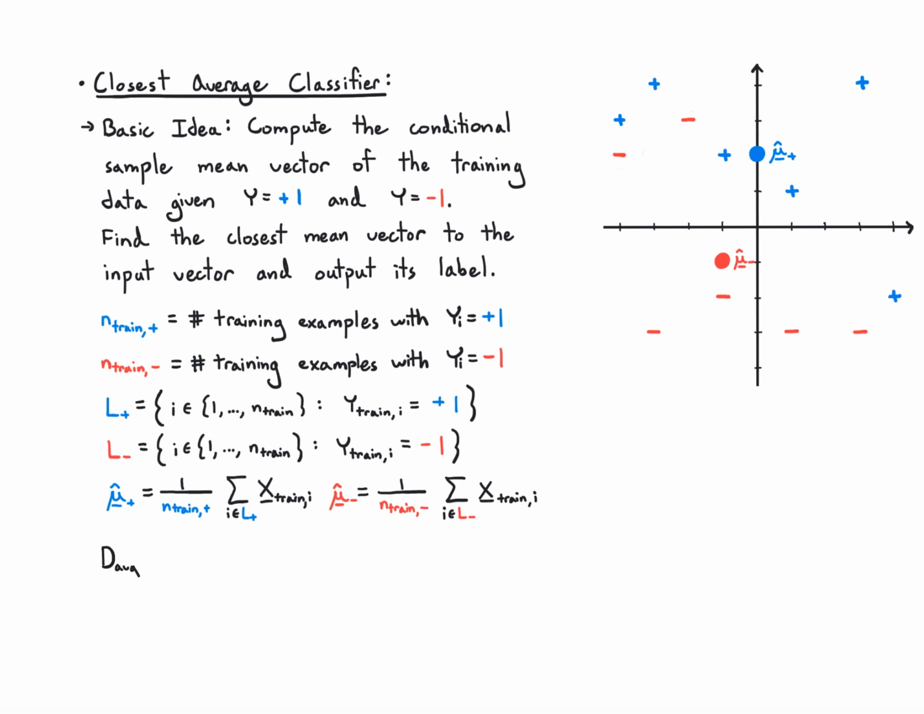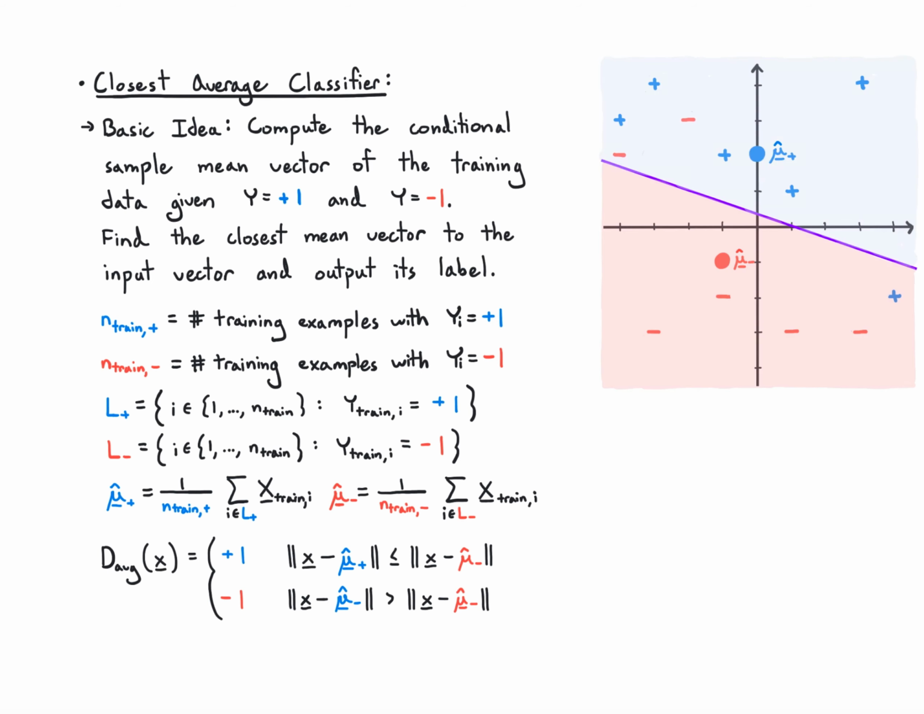So then the closest average classifier, all it does is it says +1 if the positive mean is closer than the negative mean, and it says -1 if the negative mean is closer than the positive mean. And I just do this by taking the difference in vectors and taking the lengths to figure out which one is closer. So in this example, here's what that's going to look like. On the blue part, I'm closer to the blue mean, and on the red part, I'm closer to the red mean. The number of training errors is 3.